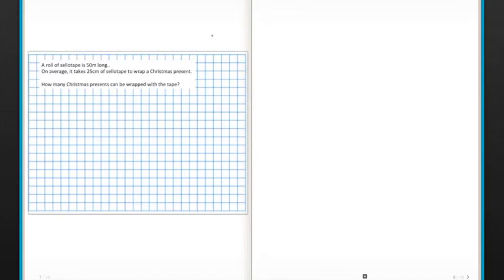So the first thing I need to do is check that they're both in the same units, and they're not. I've got metres and I've got centimetres. So I need to change either both into metres or both into centimetres, and I think it's going to be easier to change them both into centimetres. So with the metres, I'm at 50 metres and I want to go to centimetres. 100 centimetres equals 1 metre.